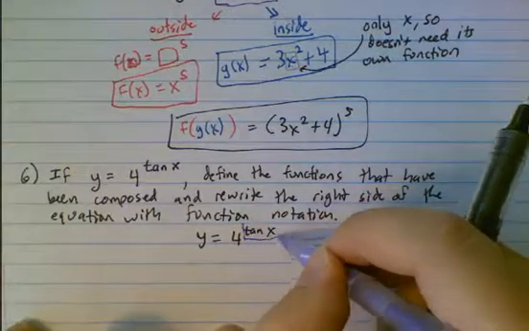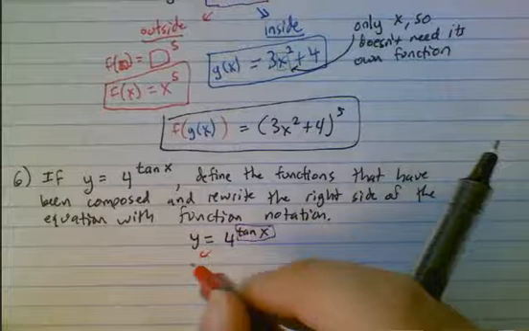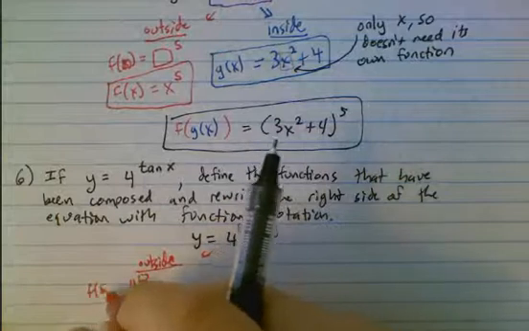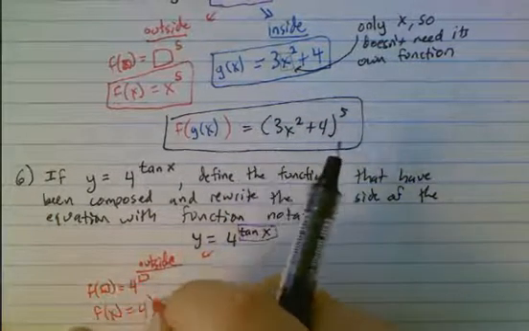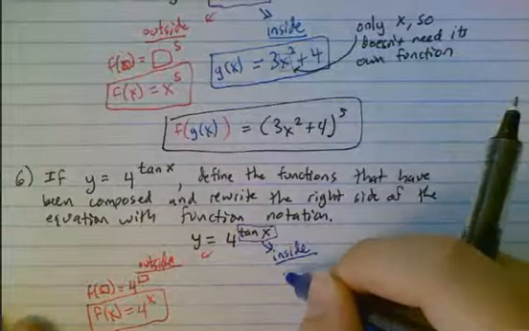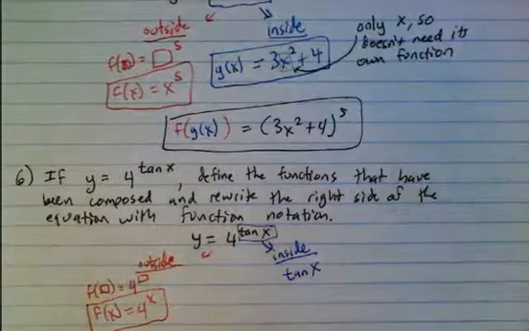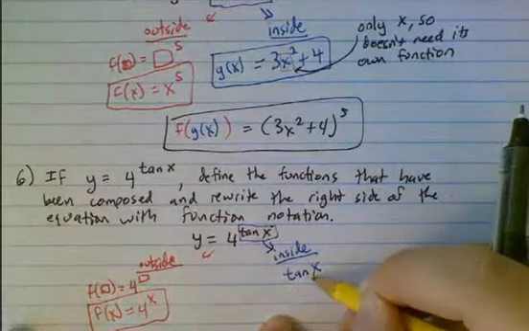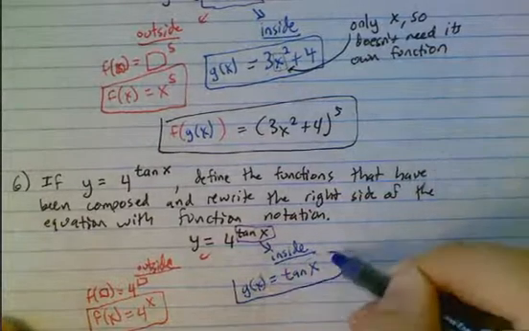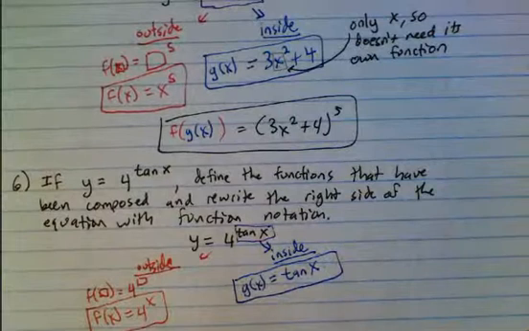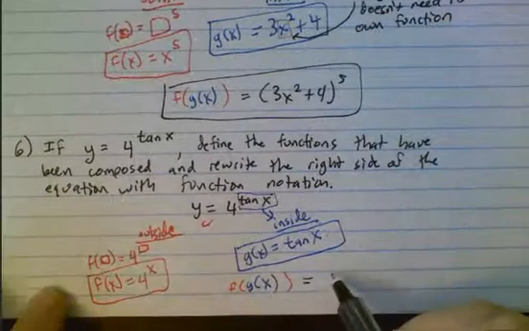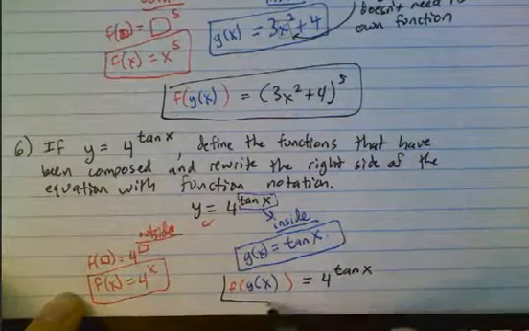Our biggest box function is right here. We have 4 to the box. Let's call that f of x, or f of box. So there's our outside function. We've got an inside function, tangent of x. Now notice that we do have a box function here, but only x is inside it, so we don't need our own function. We can just stop there. That can be g of x. And once again, we have f of g of x equals 4 to the tangent of x.